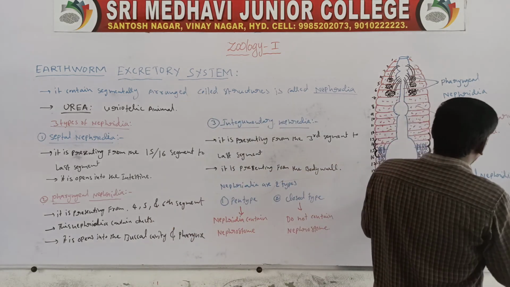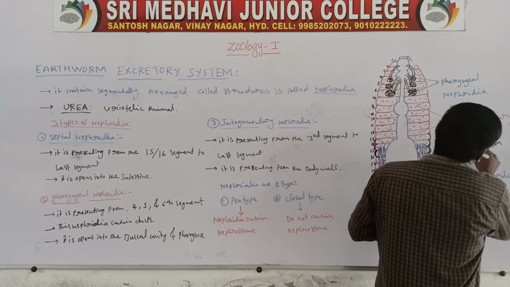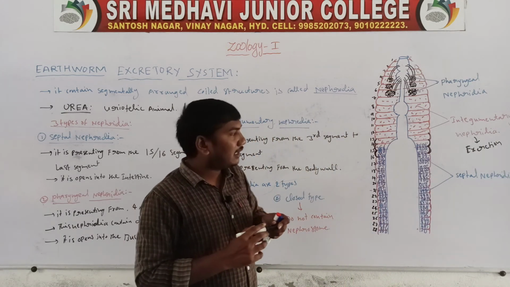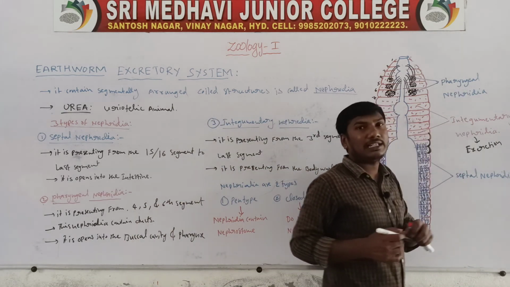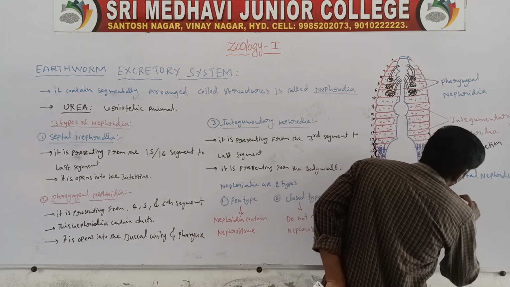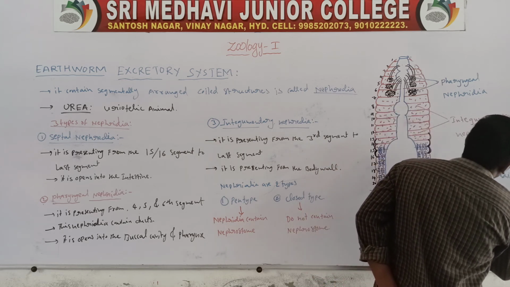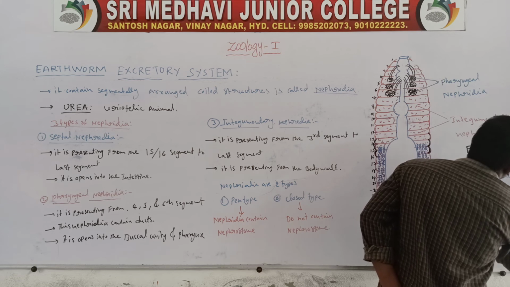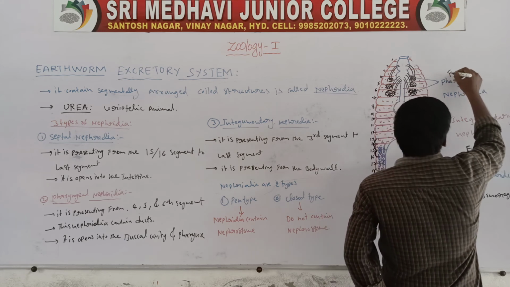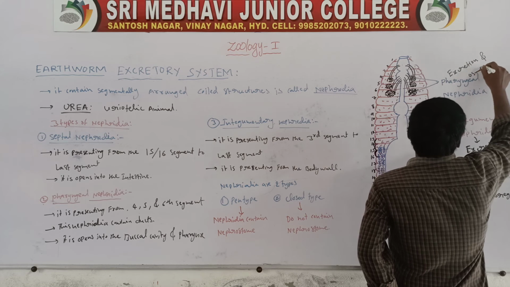So the integumentary nephridia function only in excretion. But the septal nephridia and pharyngeal nephridia function in excretion and osmoregulation. So the pharyngeal nephridia have the same function, excretion and osmoregulation.